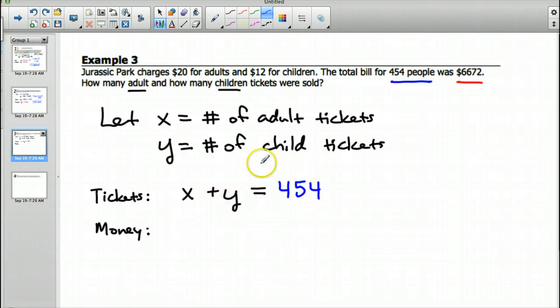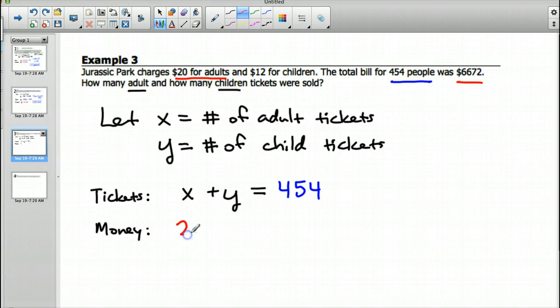Okay, that doesn't involve money at all, that just involves people. If X adults go and Y children go, then add those together, you should get the total 454. For the money, we need to know how much it costs per adult and how much it costs per child, and we get that from right here.